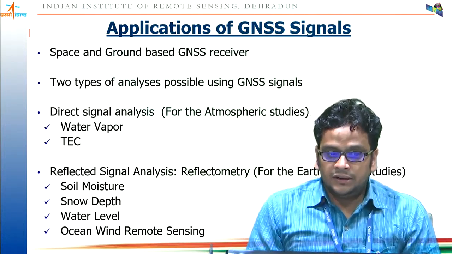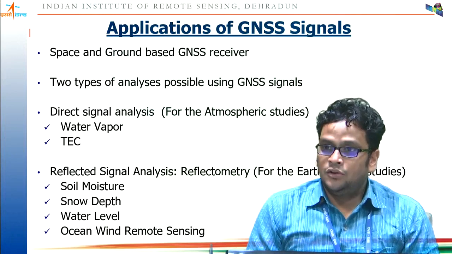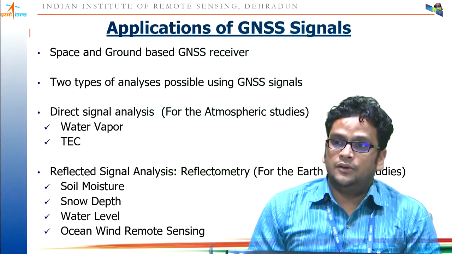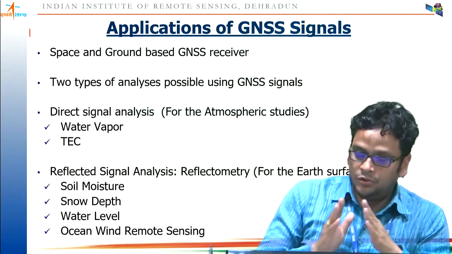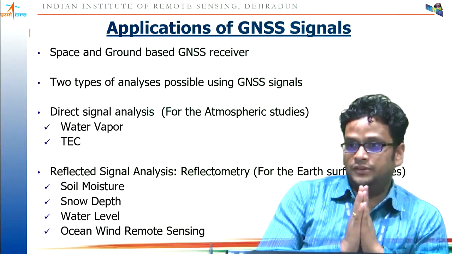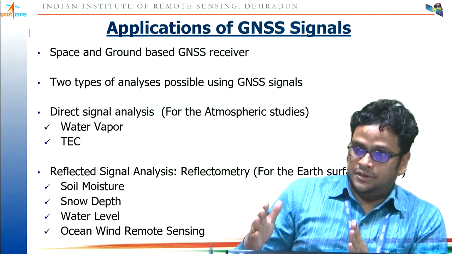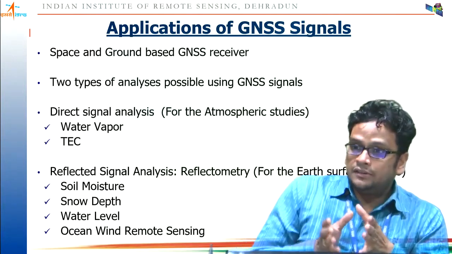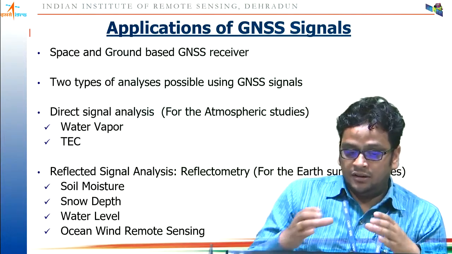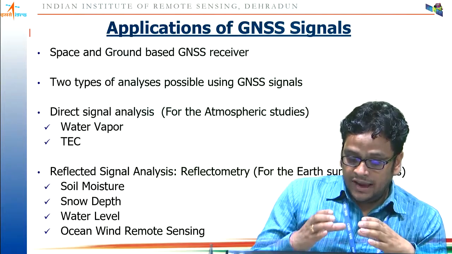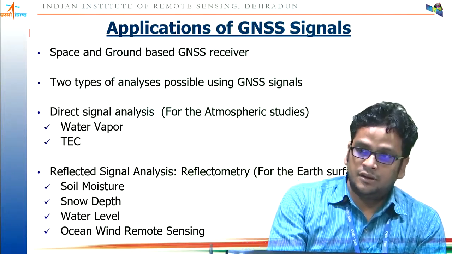So as we told, the space and the ground based GNSS receivers. First we talk about when we are fixing at the ground, where we have two types of receivers, static and dynamic. Static means continuous operating reference stations are there.